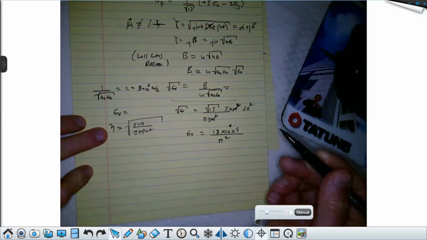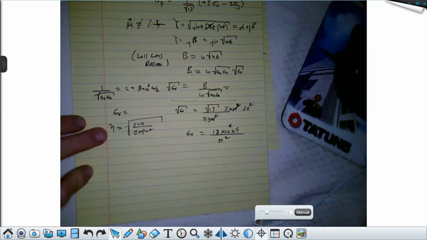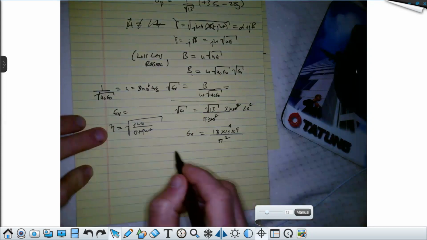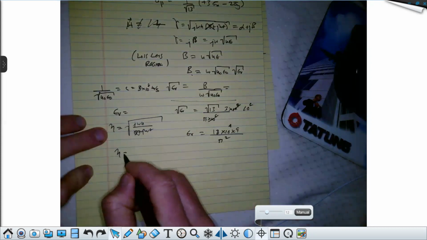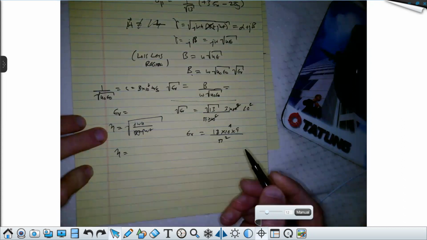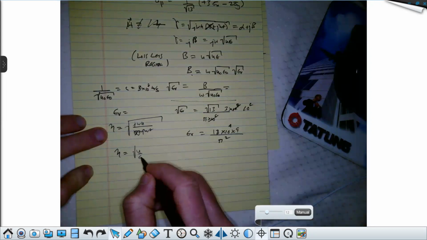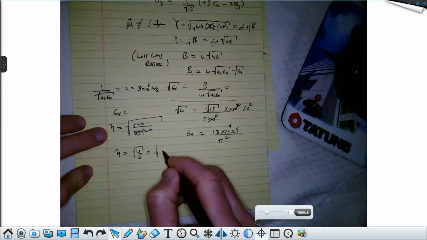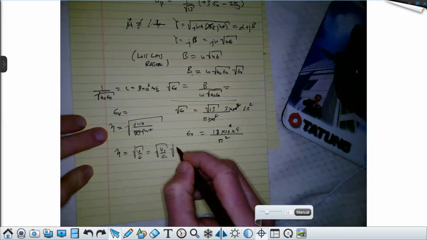Remember, if you don't remember it real well, just realize this is what I developed last time. Now, sigma was 0. That means eta for a lossless region is the square root of mu naught over epsilon naught times the square root of mu relative over epsilon relative.